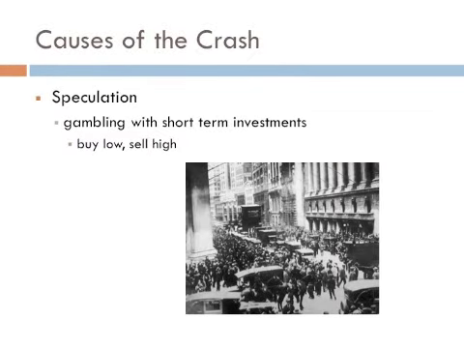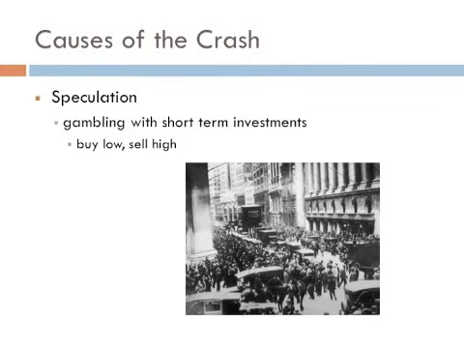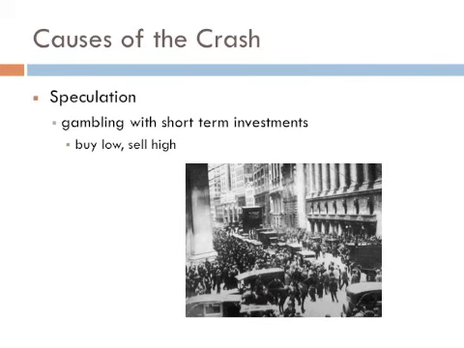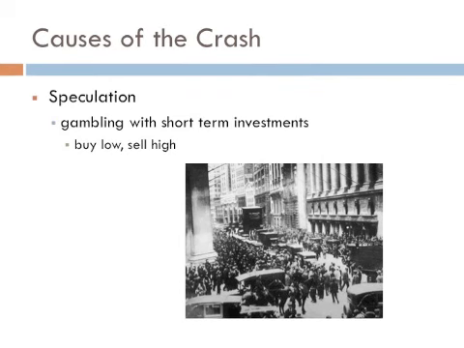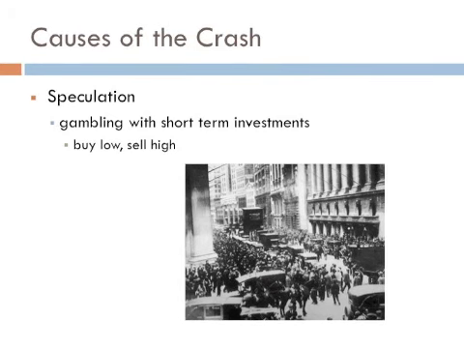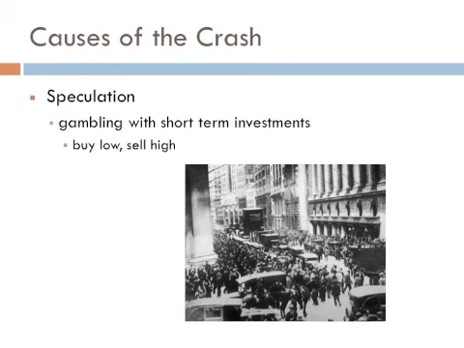So now we're going to move on from the crash to the causes of it. The first and probably most important one for our purposes is speculation, which we have talked about in the past with regards to railroads and land and other things. For this, though, we're looking at stocks. Basically, people are gambling that they'll make a quick buck by buying stocks at a very low price and then flipping them in a relatively short period of time, selling them at a high price.